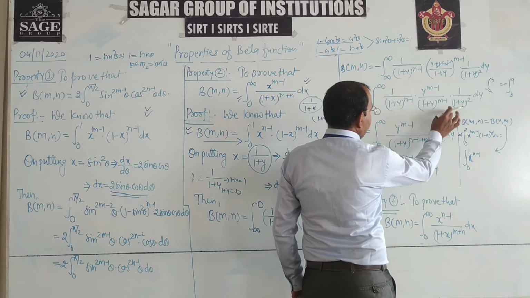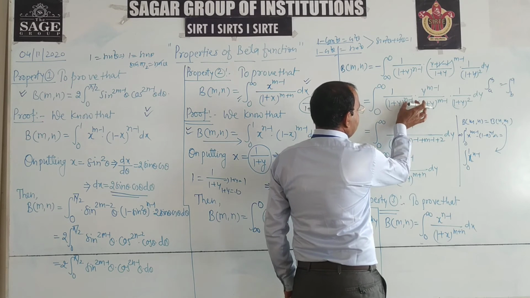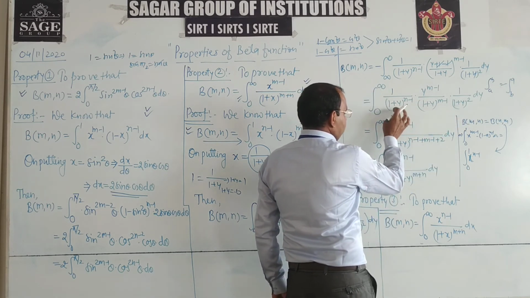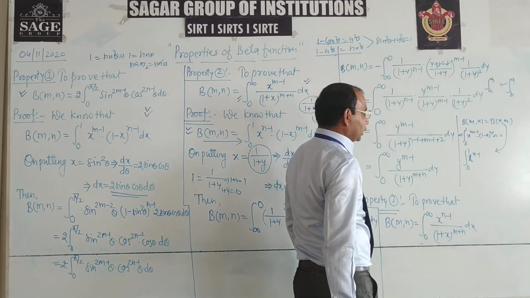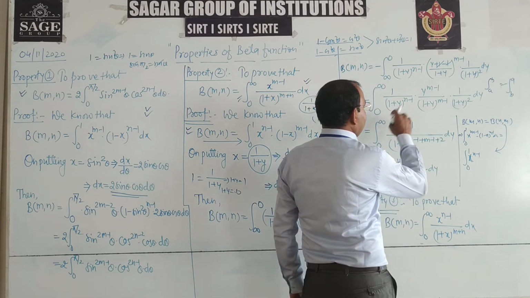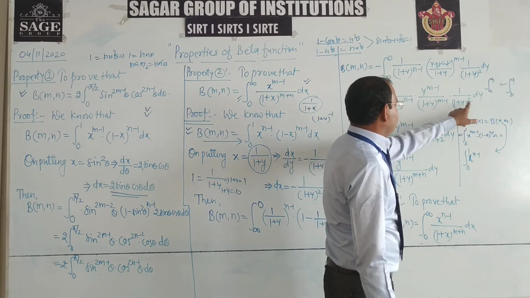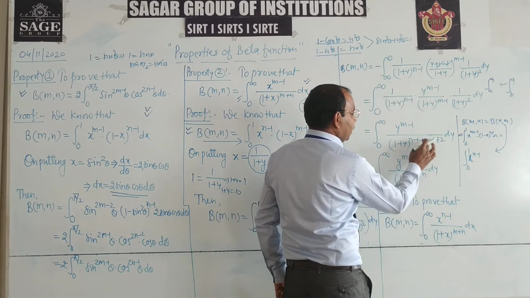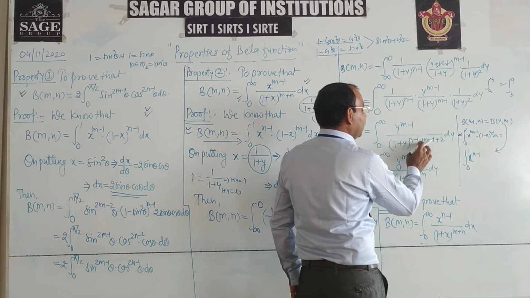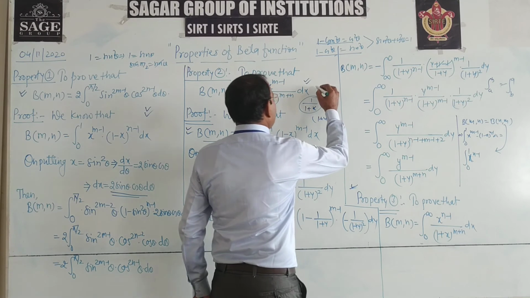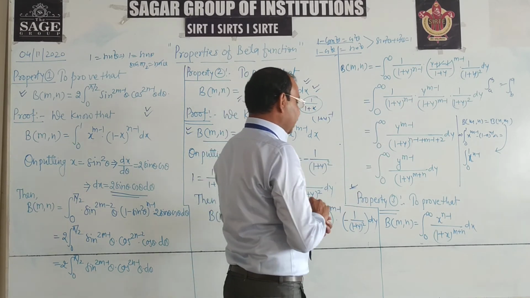In the denominator, 1 plus y to the power this, 1 plus y to the power this, 1 plus. Then the base of all three terms is the same, therefore we add the powers. So n minus 1 plus n minus 1 plus 2, this is minus 1 and minus 1 minus 2. Minus 2 is cancelled by plus 2. This term, so this is the proof of this property.